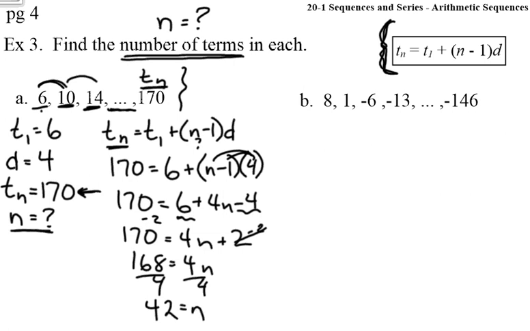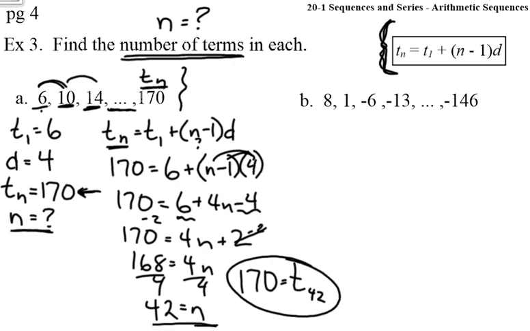So what does that tell us? That tells us that 170 is term 42. The 42nd term is 170. Using the formula for the term to calculate for something other than the term. Pause the video, give B a try, see what you can come up with on your own, and then we'll talk.